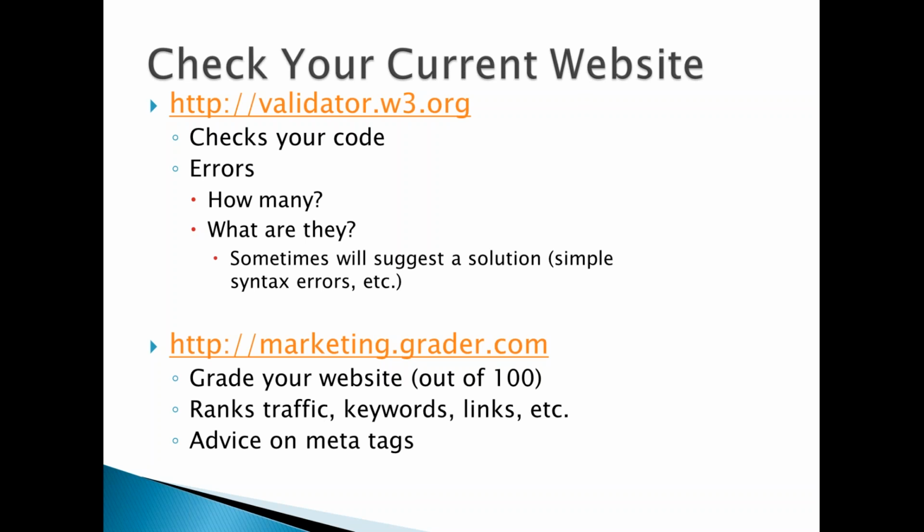And the other free tool is marketing.grader.com, and this is through HubSpot. It will actually grade your website out of 100. It'll rank your traffic to your site, the keywords, any links you have linking back to your site. It will look at meta tags, it will look at image tags, it will look at everything. It will look at your social media outlets that you have connected to your website to see what you're doing on social media, if anything. It'll look at your blog. It will give you all this information that you need in order to improve your website.